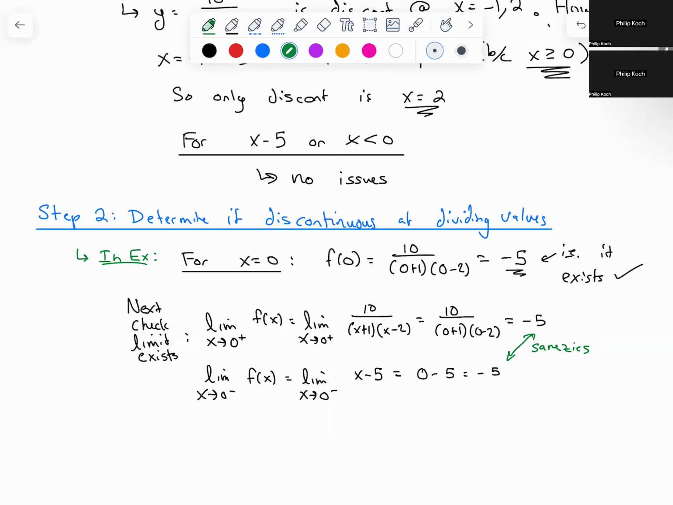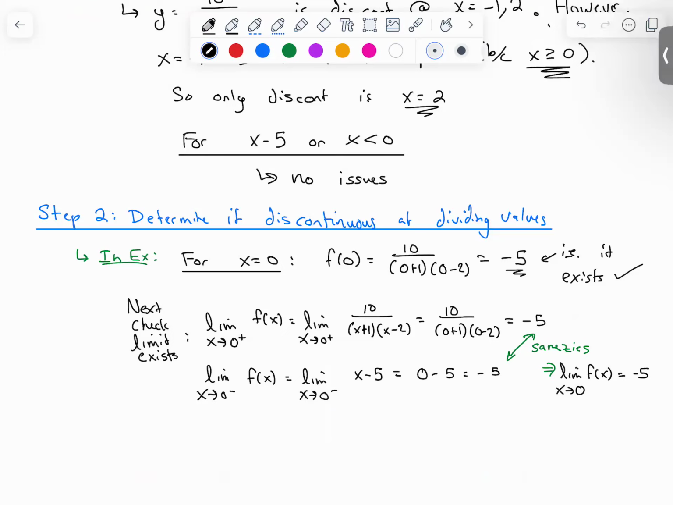So same z's, which means that the full limit exists. The limit as x approaches 0 of f of x equals -5. Yes. Can I ask you, when we check the limit as x approaches 0 from the right, did we just plug in 0? Because if we can get a value, that's the limit, as opposed to like 0.1? Yes. So as long as you can plug in the number, for this class, that will be the limit. I can't think of a situation where that wouldn't be true.